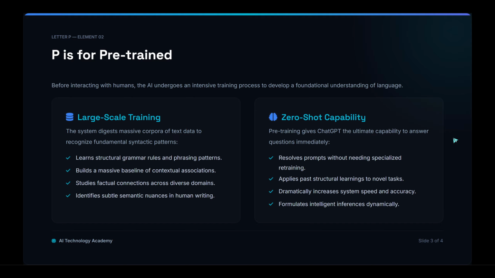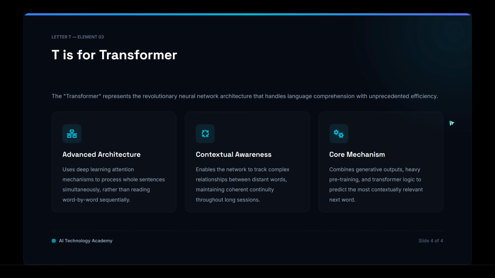In short, pre-training boosts the model's understanding and helps it communicate more clearly right from the start. Now, transformer. Transformer is the specific AI architecture behind GPT. It helps the model pay attention to relationships between words and phrases, even when they're far apart in a sentence or spread across multiple messages. By tracking context throughout your prompt and the ongoing conversation, the transformer architecture makes responses more natural, coherent, and on topic. This is why ChatGPT can keep up with multi-turn chats and reference earlier details without losing the thread.